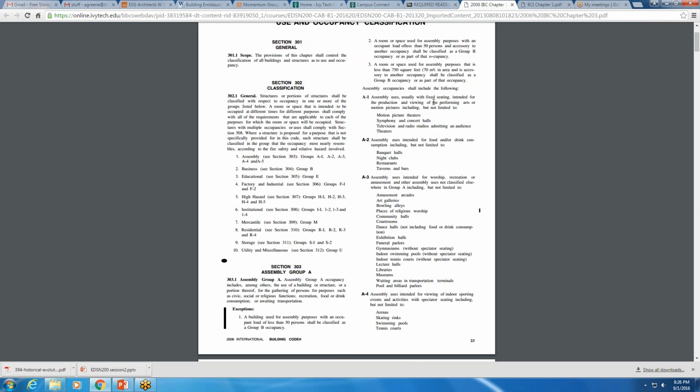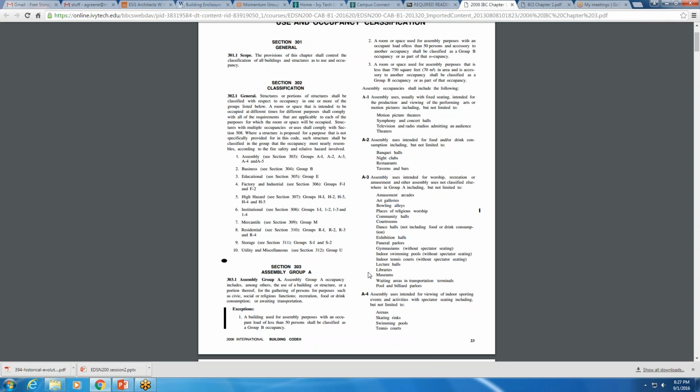So A1 is assembly uses, usually with fixed seating, intended for the production and viewing of performing arts or motion pictures, including but not limited to motion pictures, symphony, television and radio, and theaters. Assembly A2 is uses intended for food and or drink consumption, including but not limited to banquet halls, nightclubs, restaurants, taverns, and bars. A3 is uses intended for worship, recreation, or amusement, and other assembly uses not classified elsewhere in Group A, including but not limited to amusement, art galleries, bowling alleys, places of religious worship, community halls, courtrooms, dance halls, exhibition halls, funeral parlors, gymnasiums, indoor swimming, lecture halls, and so on.